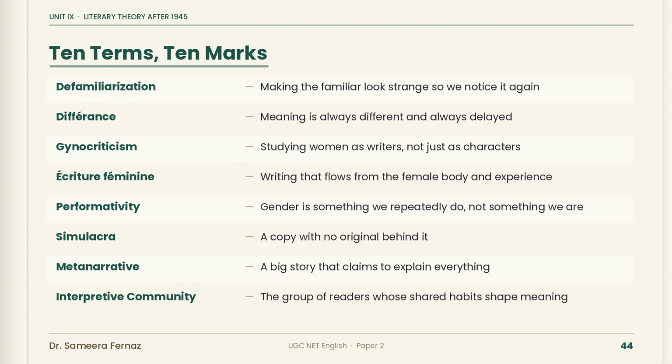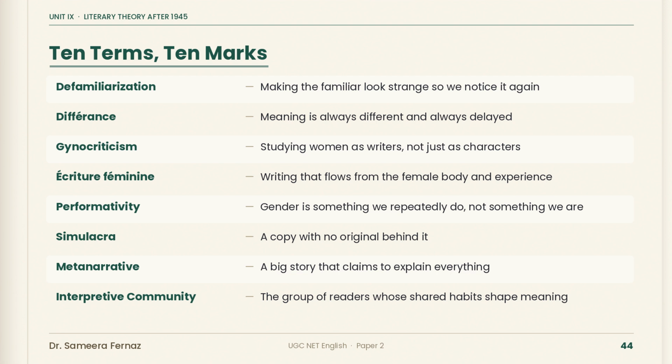Now, simulacra means a copy with no original behind it. A meta-narrative is a big story that claims to explain everything. And an interpretive community is a group of readers whose shared habits shape meaning.